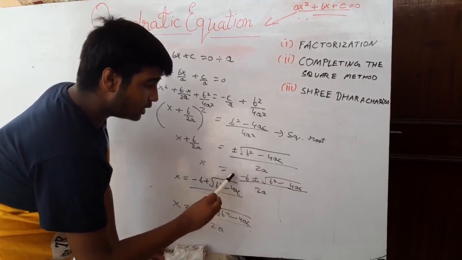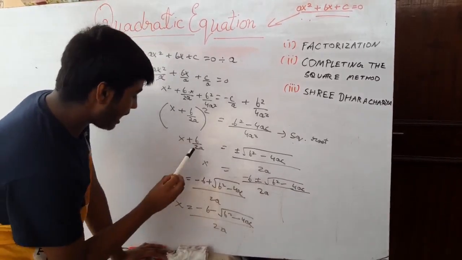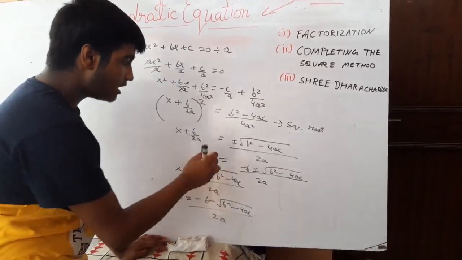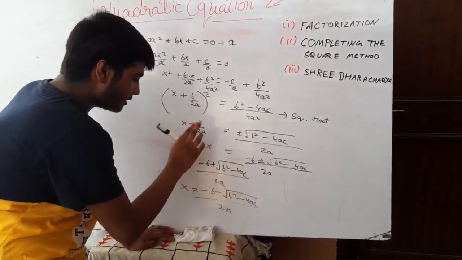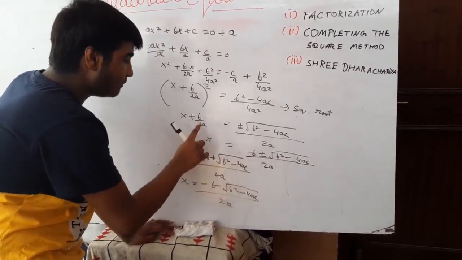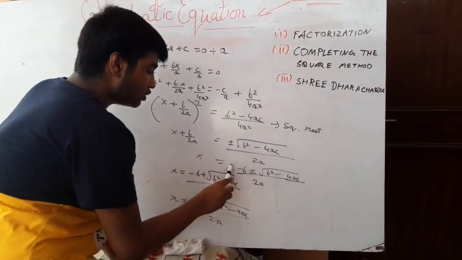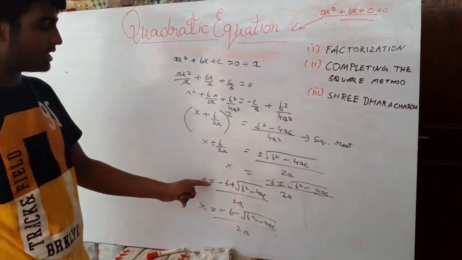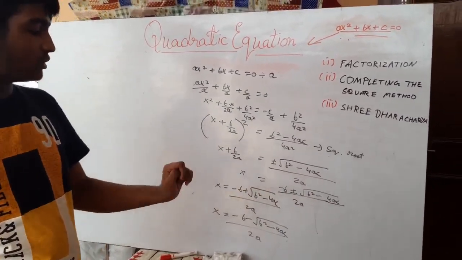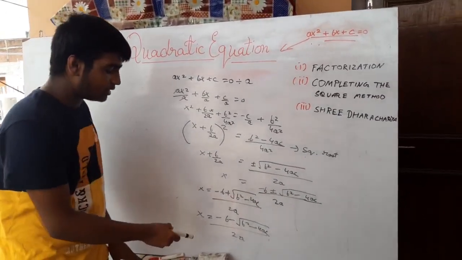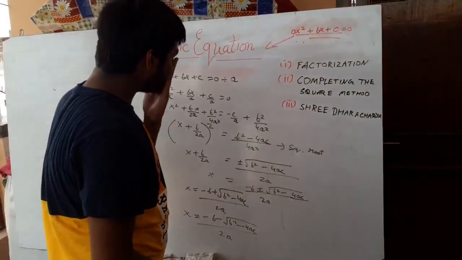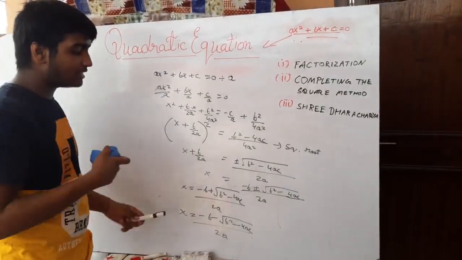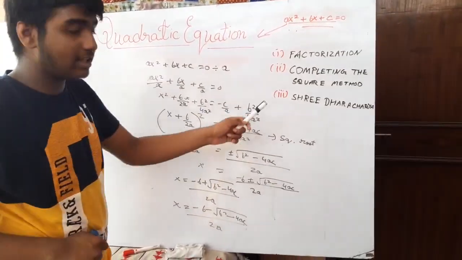So x is equal to minus b, as we move plus b by 2a to the RHS of the equal to sign. We will take 2a as LCM and plus b will be converted to minus b. So minus b plus minus under root b square minus 4ac. So the first value of x is minus b plus under root b square minus 4ac by 2a. And another one is x is equal to minus b minus under root b square minus 4ac by 2a. These were the two values of x, and this was the whole derivation of Shree Dharacharya formula.